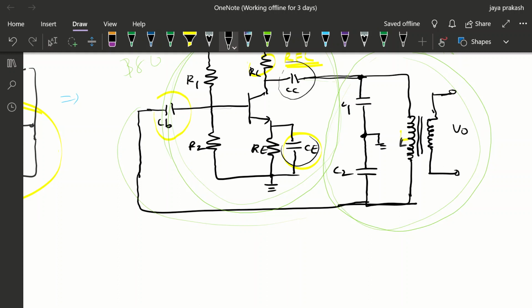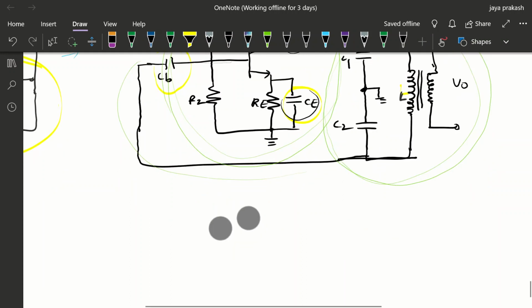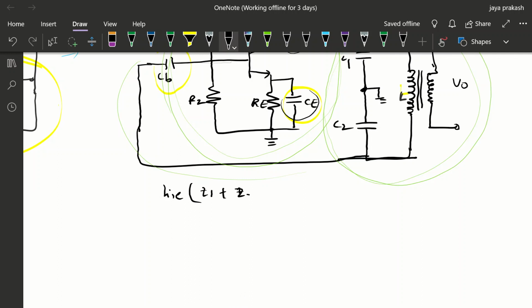In the last lecture I derived the general form of the equation for an LC oscillator; you can see the last video lecture. The equation is hie into (Z1 plus Z2 plus Z3) plus Z1 Z2 into (1 plus hfe) plus Z2 Z3 is equal to 0.